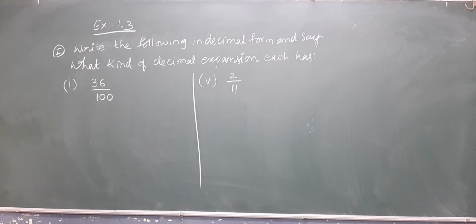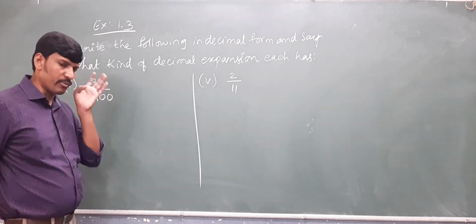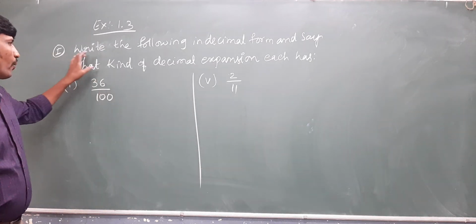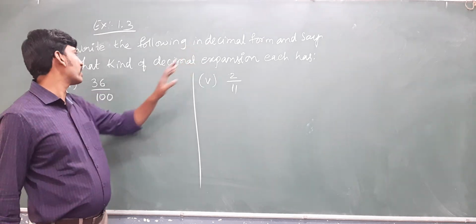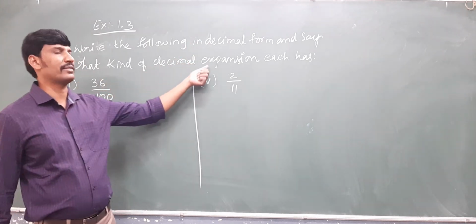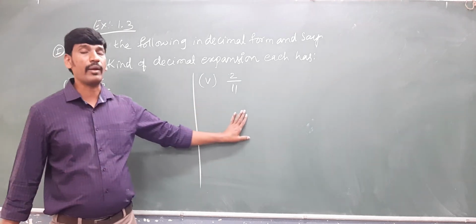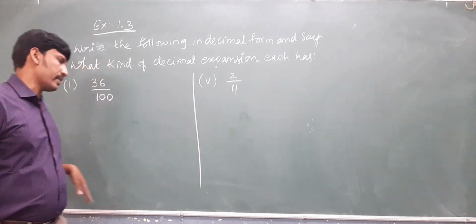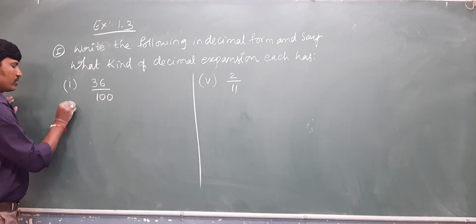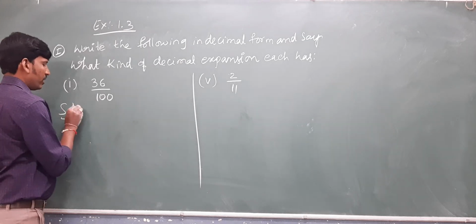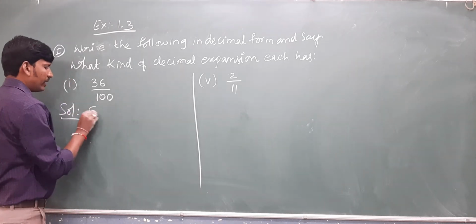Now, children, let us discuss some questions from exercise 1.3. Question number 1. Write the following in decimal form and say what kind of decimal expansion each has. Whether it is a terminating decimal or a non-terminating recurring decimal, that we are going to discuss. Now just simple division. Now see this here.